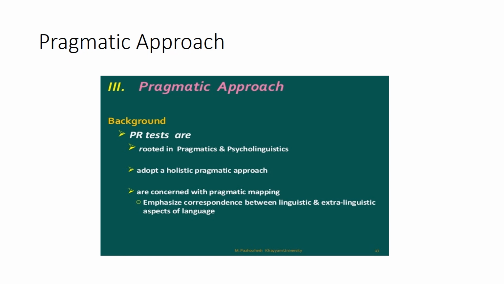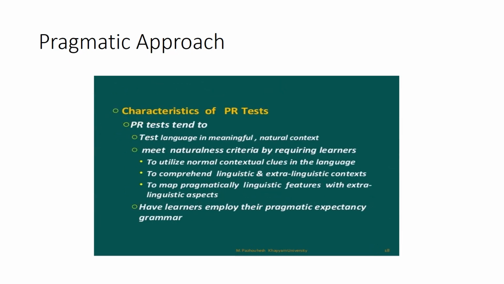Accordingly they devised what is called the pragmatic approach, and then it was developed into the communicative approach in language. So what are the characteristics of the pragmatic test? The pragmatic tests tend to test language in a meaningful, natural context, because when you want to use language to do a certain communicative function, this should be in a real context. So again, you have to teach it within a real context, and at the same time you have to test it in a real context.